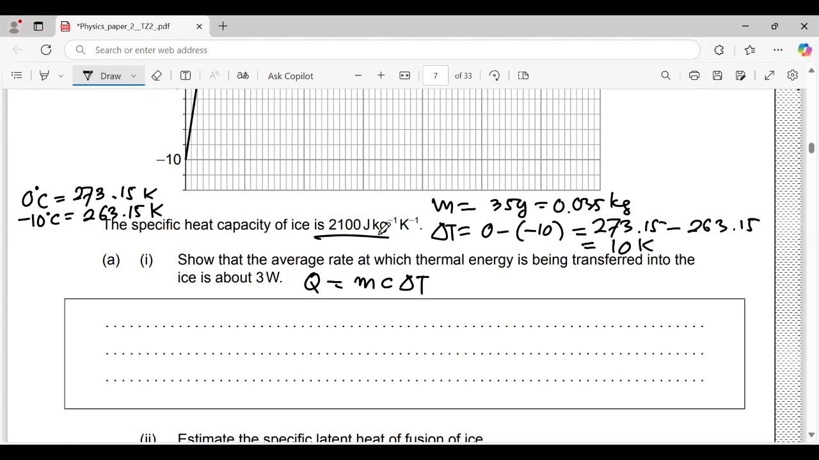Now we're going to substitute this information into this formula. Q equals m, which is 0.03 kg, times this one, 2100 joule per kg per K, times delta T, 10 K. Now I have calculated this and the result is 735 joule.